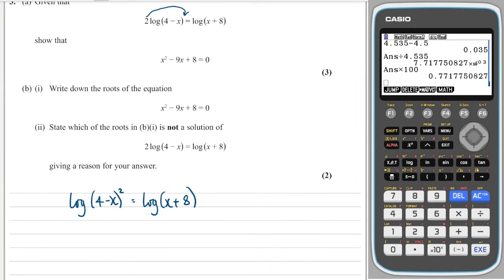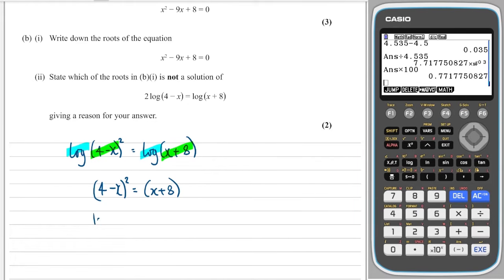Now I've done that, I've got essentially log of something is equal to log of something else. So therefore, those two inputs must be equal to one another. So I can say that (4 minus x) all squared must equal x plus 8. Expanding this bracket is going to give me 16 minus 4x plus x squared, and that's just going to be x plus 8.